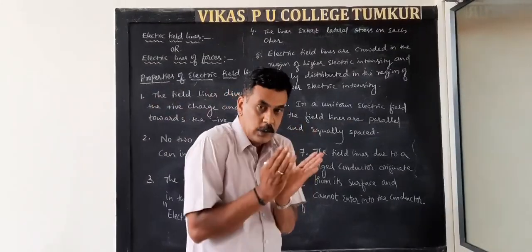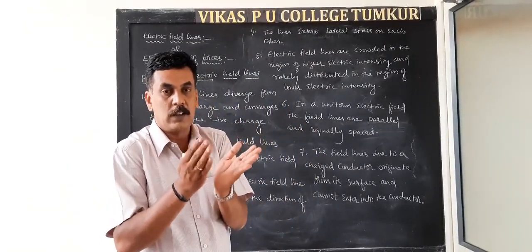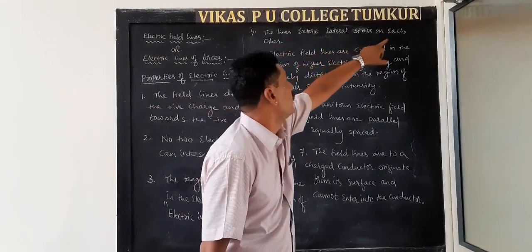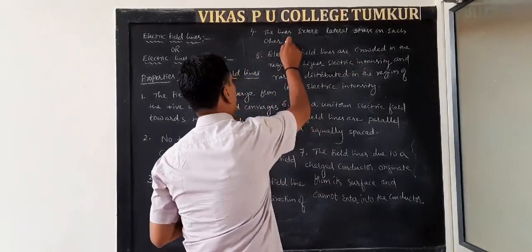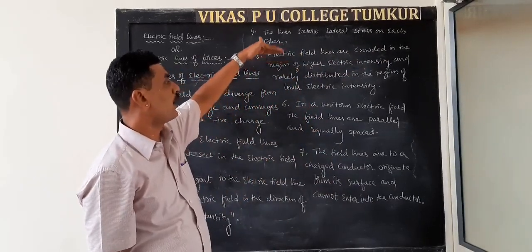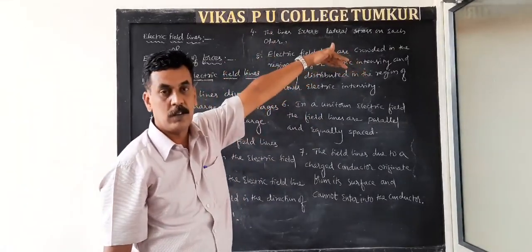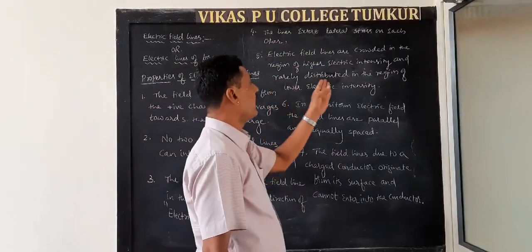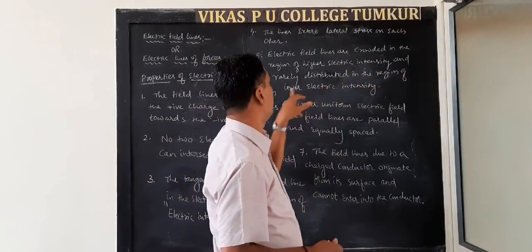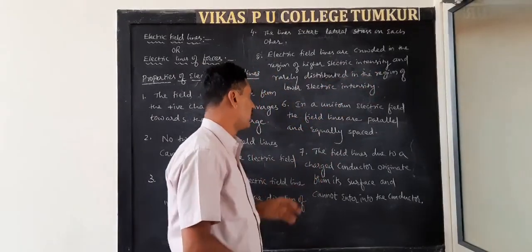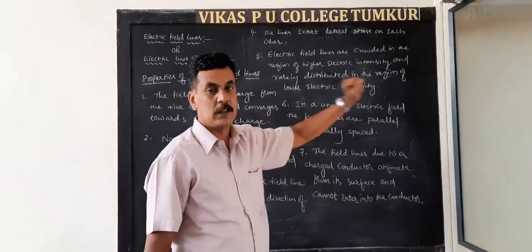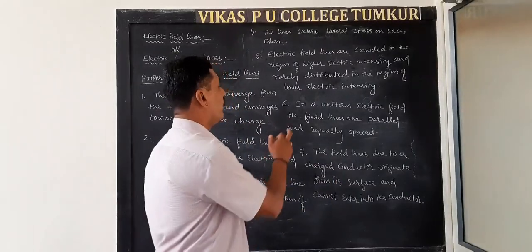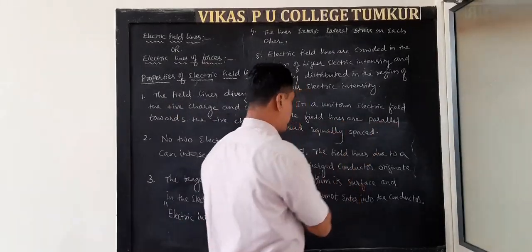Fourth, you know that between one electric field line and another, as you move away from the charge, the spacing keeps increasing. That is why we say the lines exert lateral stress on each other. Okay. Fifth, electric field lines are crowded in the region of higher electric intensity, and rarely distributed, far apart, in the region of lower electric intensity. Sixth, in a uniform electric field, the intensity is the same at all points, not strong in one place and weak in another, so the field lines are parallel and equally spaced.